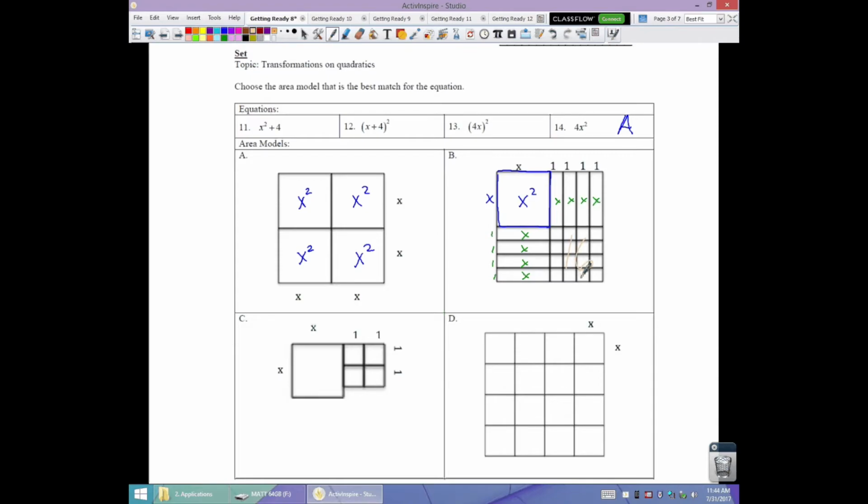Okay? So what causes that to happen? Well, we have a square overall. Each side length is x plus 4 units. This is x plus 4. So the area of that entire thing would be x plus 4 times x plus 4, or in other words, it's number 12 here, quantity x plus 4 squared.